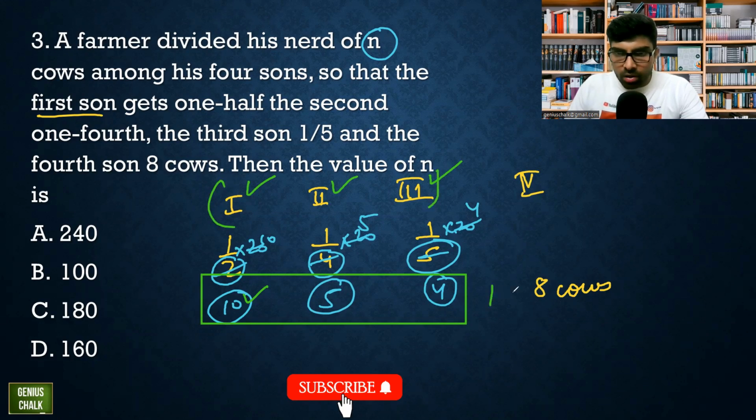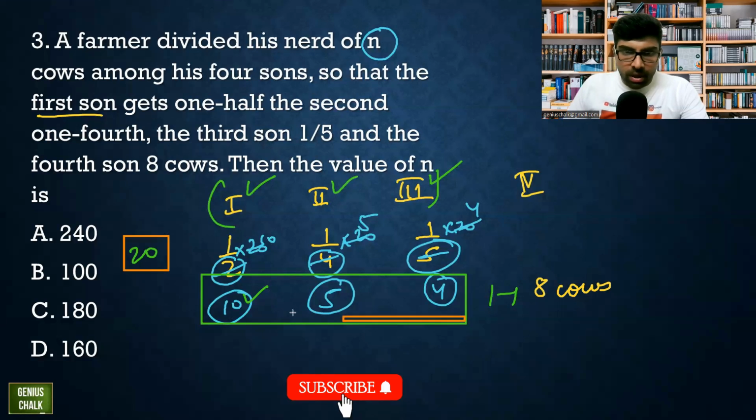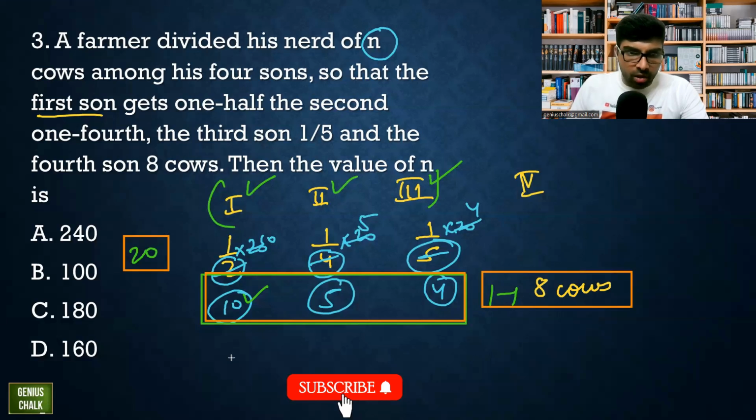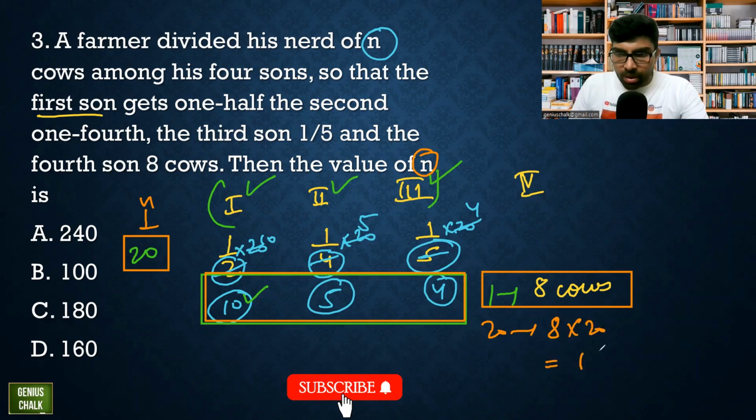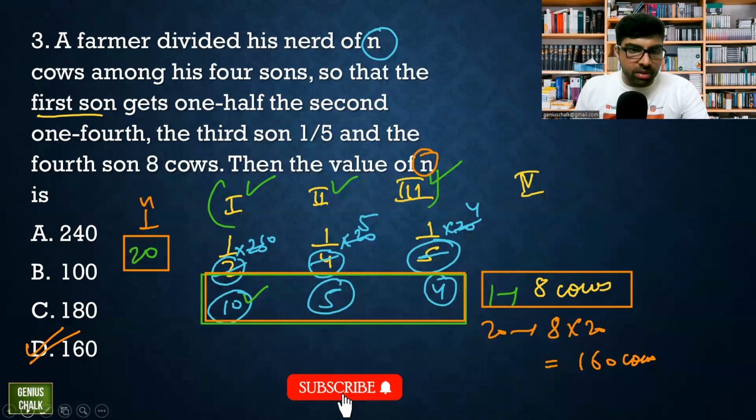That means 1 unit is left, because in total we have taken 20 cows, right? If 20 cows we have taken and 19 are already covered, that means we are left with 1 cow. So that 1 cow is for the last person, and he is getting 8 cows. What is the answer? The value of n. We have taken n as 20, which is the total. So 20 will be 8 into 20, that is 160 cows. So what is my answer? Option D. So this question was a basic one based on problems on numbers.